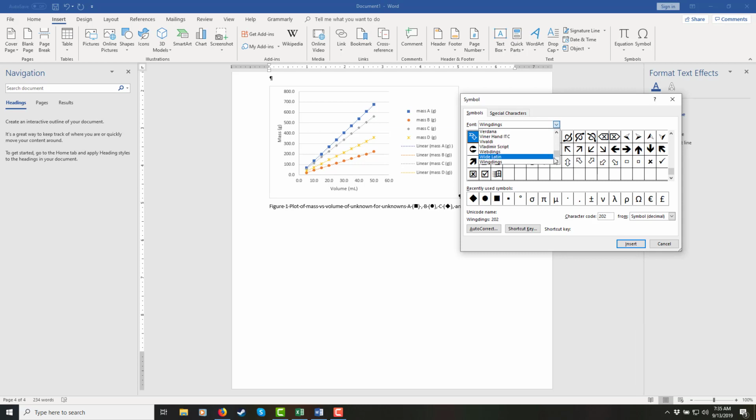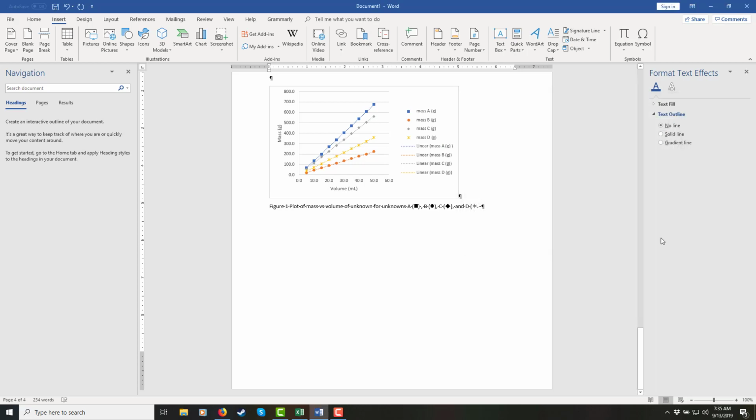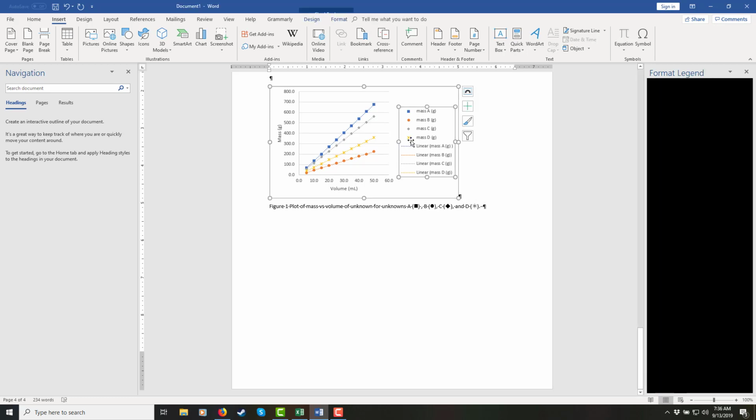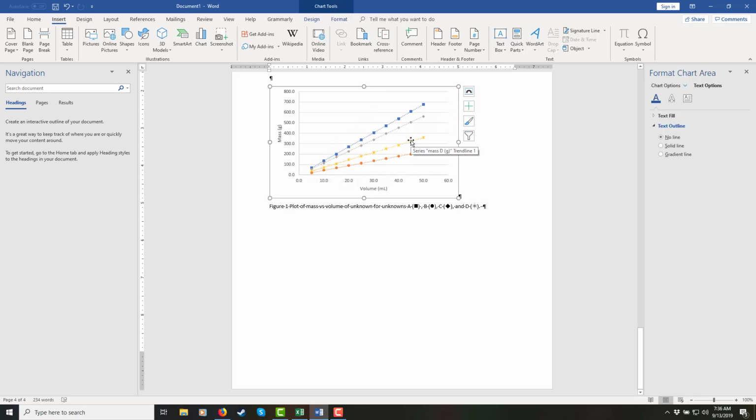Okay, I'm not liking the ones on Wingdings for that, so I'm going to go to Wingdings 2. Oh, there it is. Insert. Close. Okay, so now I've got the symbols in my figure caption, which is really where they belong. So that means that big mess can just go away. That gives me a lot more room for my chart.